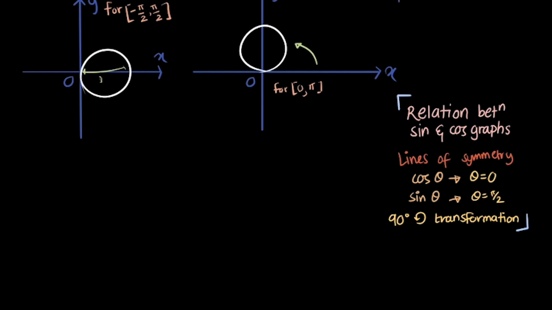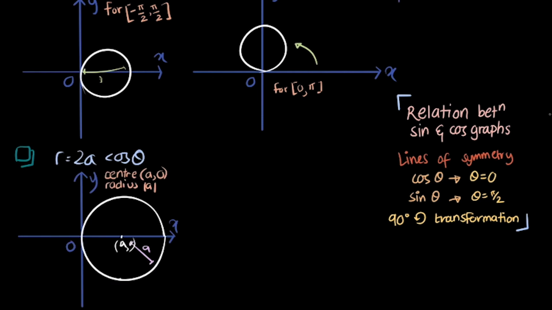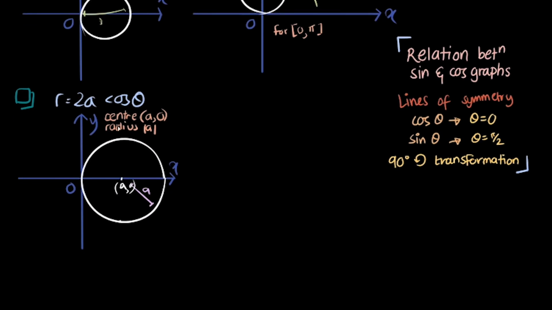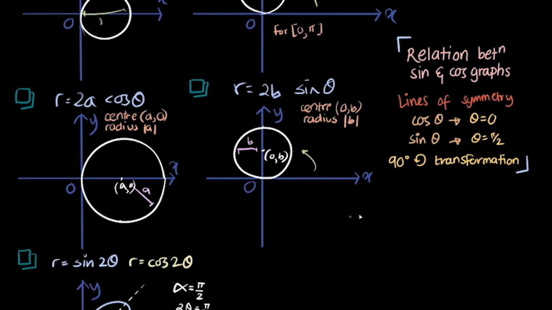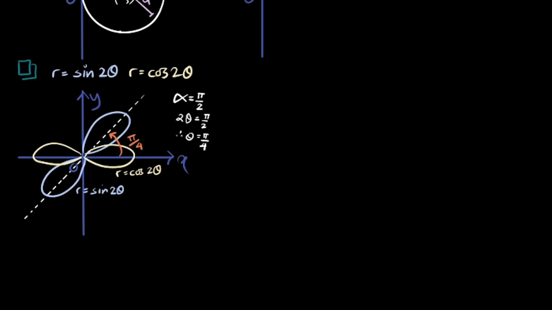Now, let's take a look at the general format. Here is r equals 2a cos theta. This would be a circle with center (a, 0) and a radius of a. And of course, the general format for r equals 2b sin theta is similar, but this time the center is (0, b). I think we've had enough of circles, yeah? Now, let's take a look at something different.